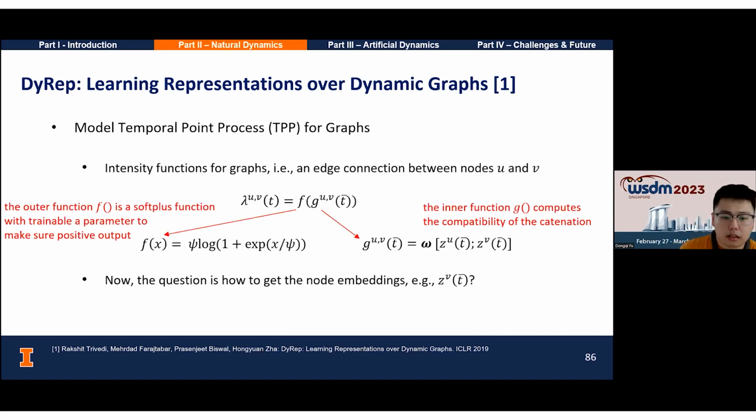So the inner function g computes the compatibility of the concatenation of the node vector du at time t bar and the node vector gv at the time t bar. And the outer function f here is a softplus function with a trainable parameter to make sure it outputs positive values. So now the question is, how could we get the node embeddings in this function, for example, the EV at T bar?